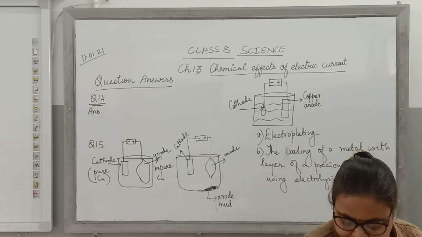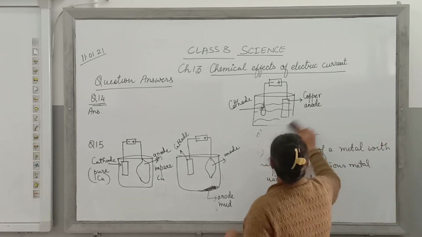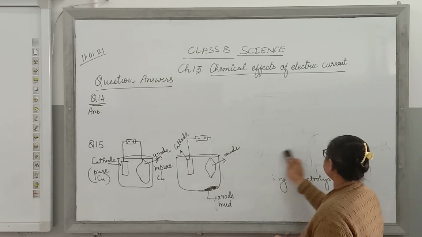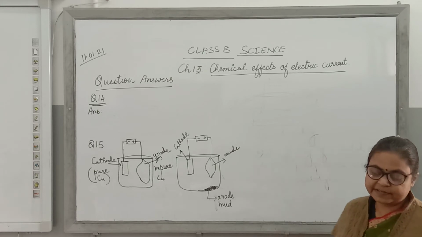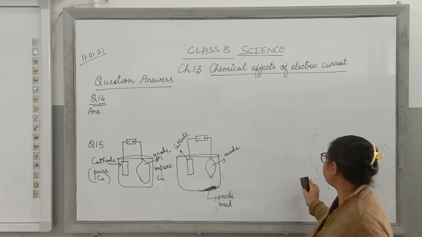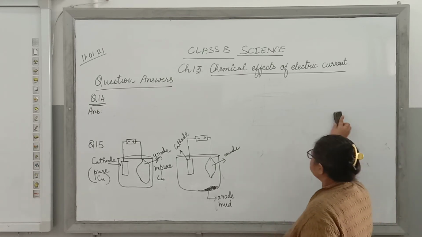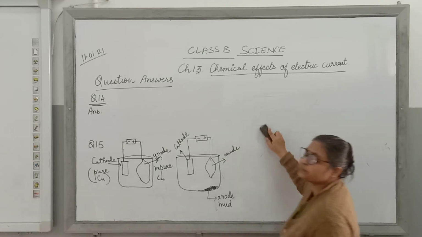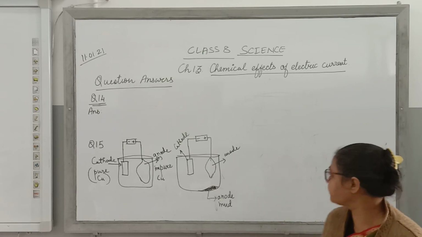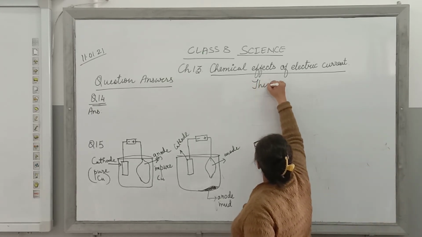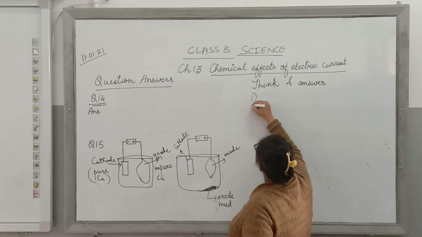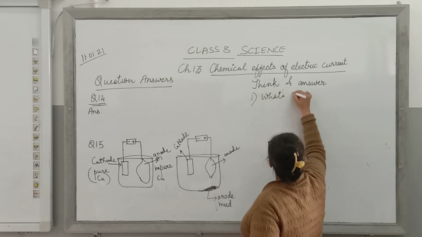Now think and answer. I hope you are able to understand. In the first think and answer, it is asked, say what is wrong in the following pictures. They have given you some pictures and there is something wrong with those pictures. Let me draw the first one. This is think and answer question 1. What's wrong in the picture?